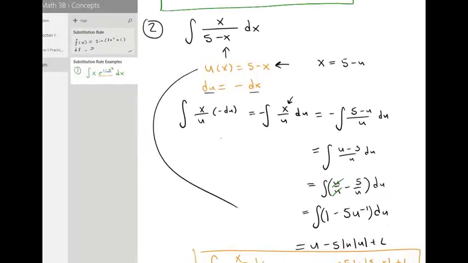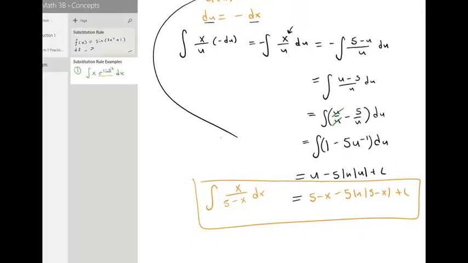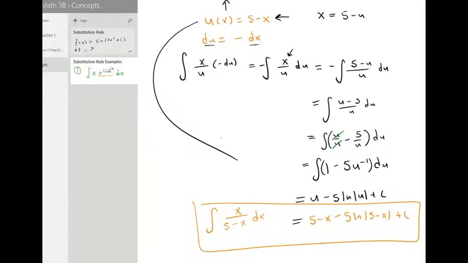So in this case, the substitution rule wasn't really used for a function within a function. It was kind of used to get rid of this problem we had with x being in the denominator. We kind of shifted it so this more complex thing was in the numerator. You can see this 5 minus x over x turned into a u minus 5 over u, which made it easier to integrate because we could separate the denominator. So that's one case where the substitution rule is kind of different.